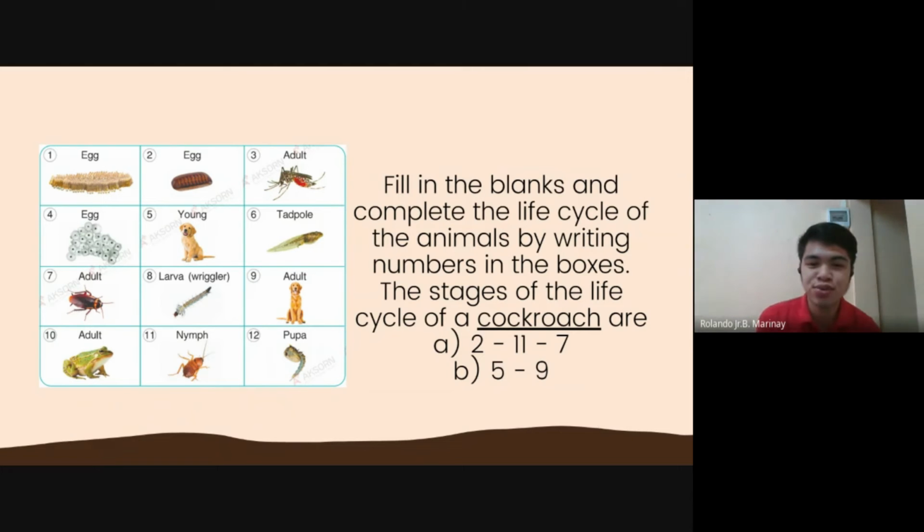Is it A, 2, 11, and 7, or B, 5 and 9? So what do you think is the correct answer? Oh, Lucky is raising her hand. What do you think is the answer, Lucky? A. So we will know it later. Okay, who else has the answer?